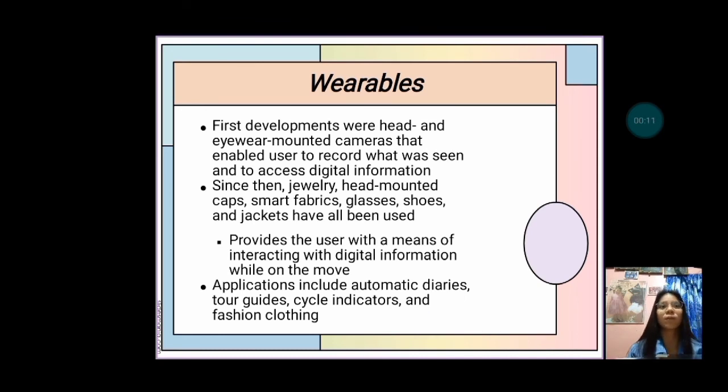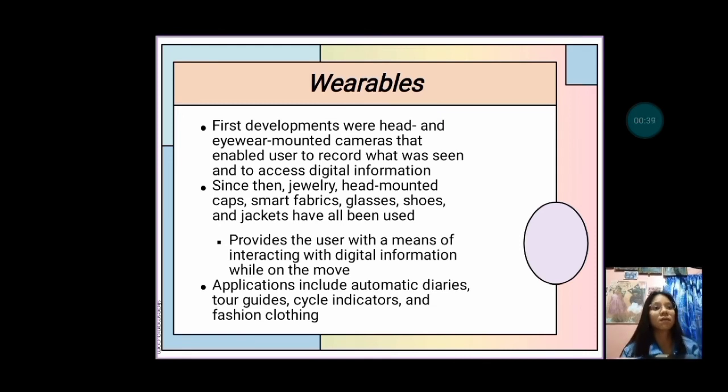Wearables. The first developments were head and eyewear mounted cameras that enabled users to record what was seen and to access digital information. So, an example of wearables is head and eyewear mounted cameras. For head mounted cameras, an example is the GoPro. Then for eyewear mounted cameras, it is this, the glasses, which include a small camera here at the side.